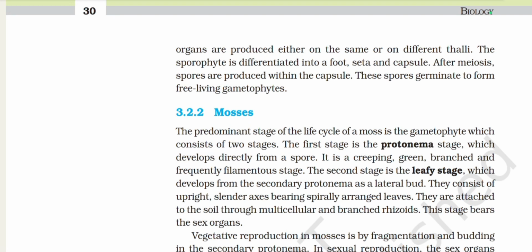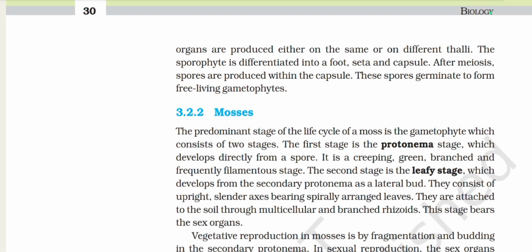Now, second is mosses. The predominant stage of the life cycle of a moss is the gametophyte, which consists of two stages. The first stage is the protonema stage, which develops directly from a spore. It is a creeping, green, branched, and frequently filamentous stage. The second stage is the leafy stage, which develops from the secondary protonema as a lateral bud. They consist of upright, slender axes bearing spirally arranged leaves. They are attached to the soil through multicellular and branched rhizoids. This stage bears the sex organs.